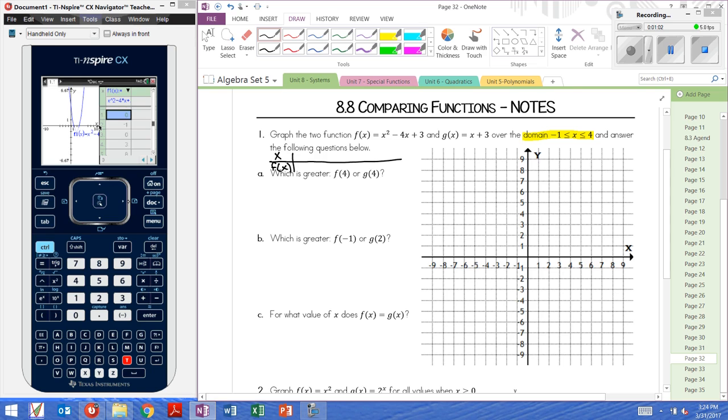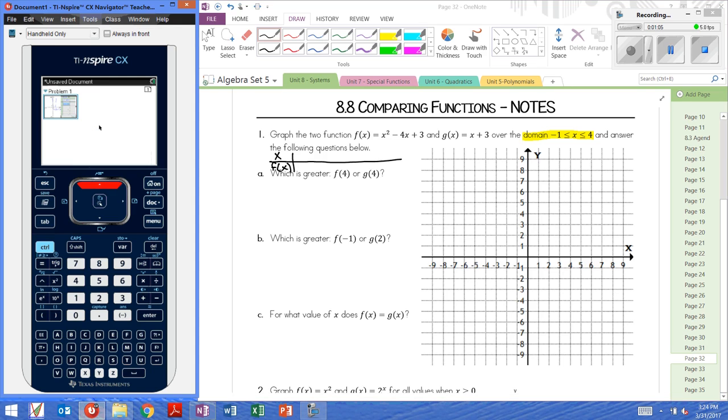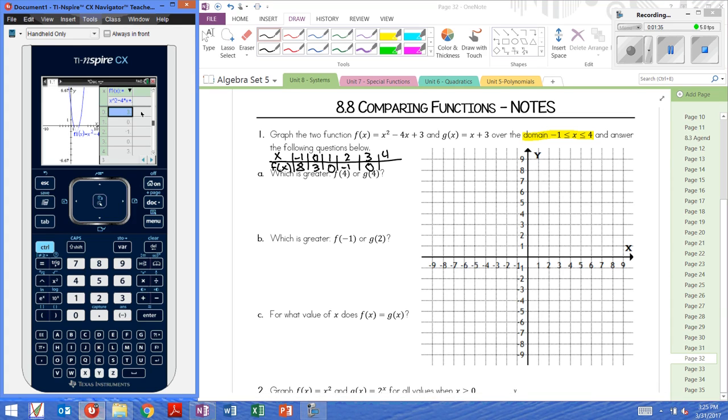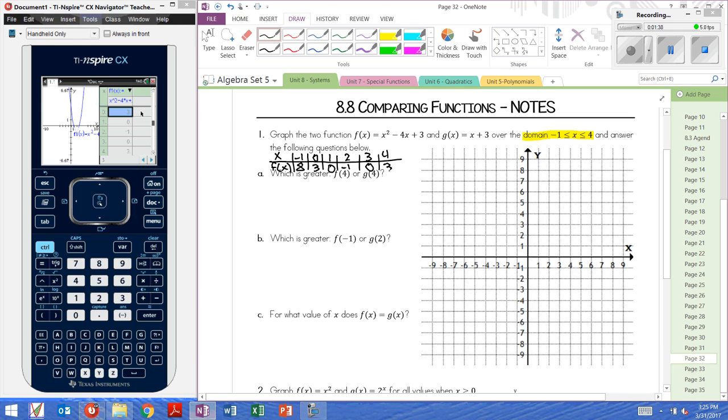That's all right. So we need to graph it over the domain from -1 all the way to 4. So -1, 0, 1, 2, 3, 4. Okay, so -1 is 8, and I'm just using my calculator. 3, 0, -1, 0. I found the vertex at 2, -1, and then 4, 3. Let's go ahead and graph those values.